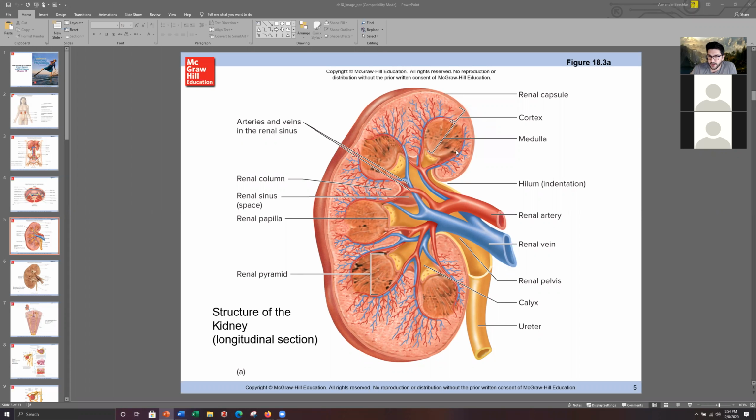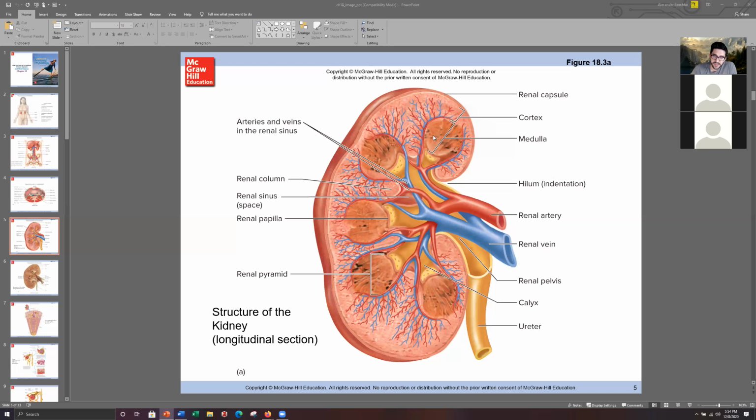So we've got these two major areas, this inner area called the medulla, this medullary cavity, and then this outer layer of tissue called the cortex, the renal cortex, right? And then the organ itself, the kidney itself, has this renal capsule that's not part of the cortex. It sits above the cortex, right?